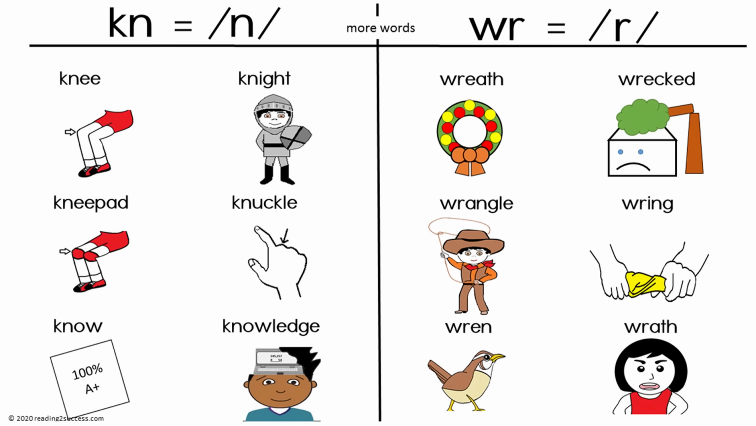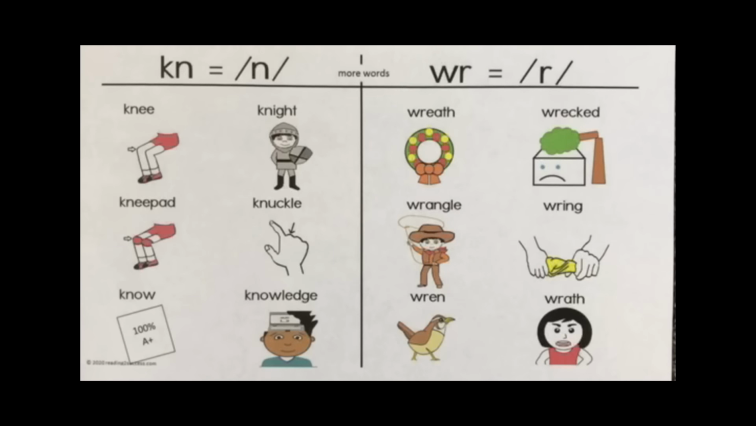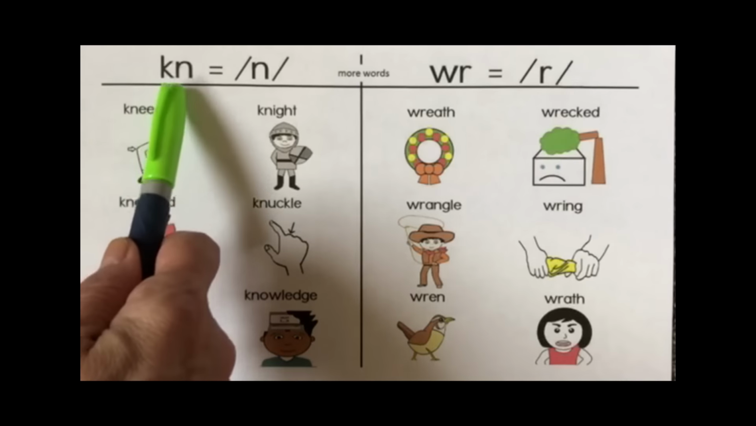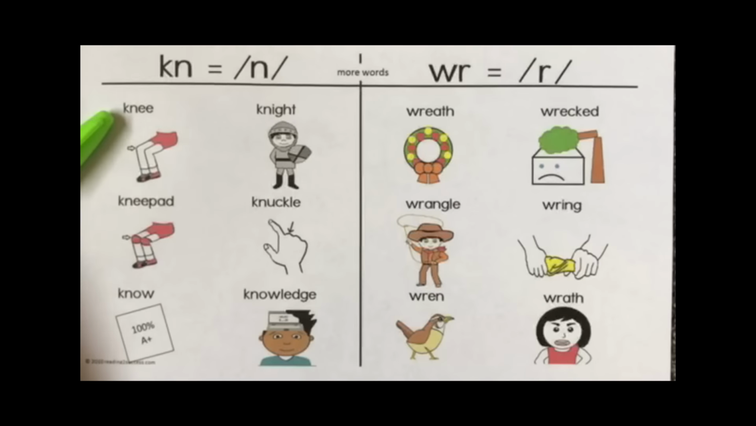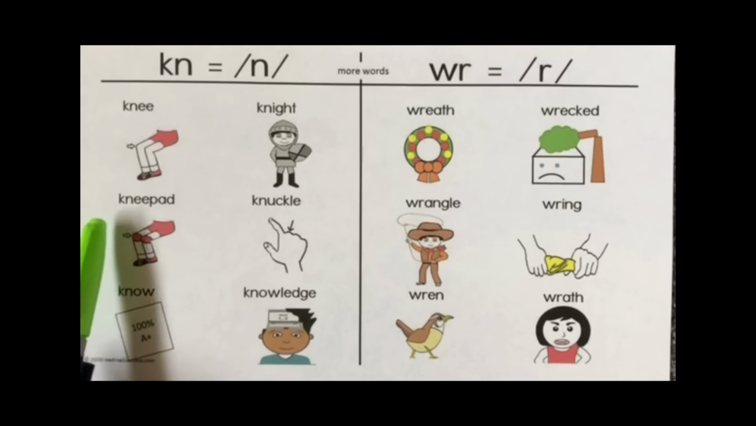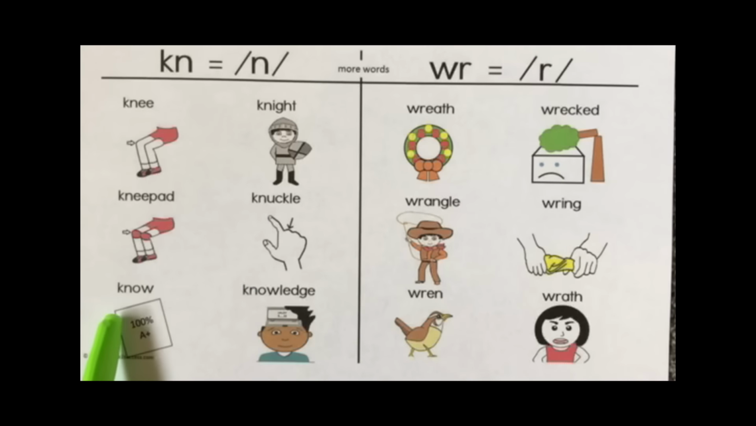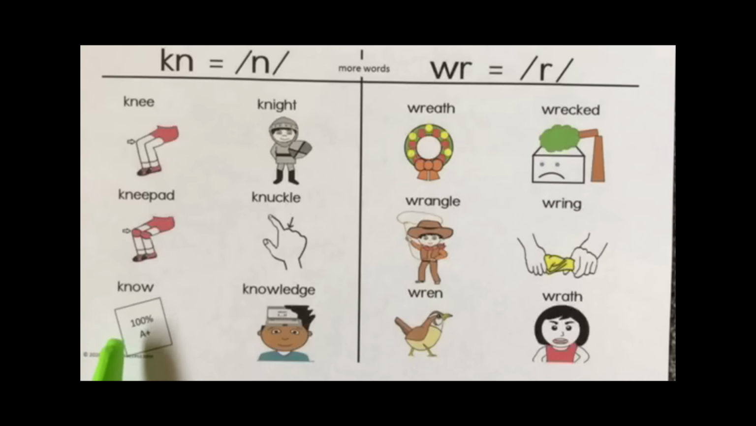Now we have more words to introduce. Now that we have introduced kids to the KN and the WR, let's give them some more words that begin with these sounds. So let's go to KN. We have knee, night, knee pad, knuckle. Now, that's why the person got 100%. And knowledge, thinking he is smart, he has a lot of knowledge.